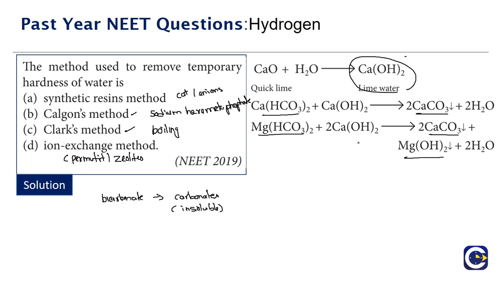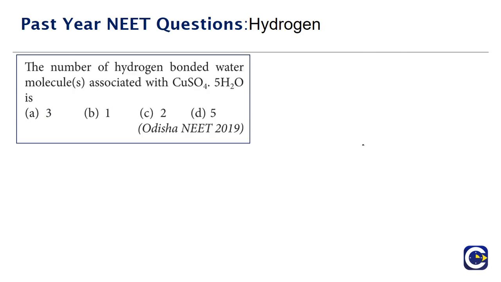So the 2 methods that are used for the removal of temporary hardness of water are Klux method and then boiling. The other methods that have been described over here, the synthetic resins method or the natural resins method, Calgon's method where we use sodium hexametaphosphate, or the ion exchange method, which is also called as the permutate process where we use zeolites, all of them are used for the removal of permanent hardness of water. So the correct answer for this is option C, which is the Klux method.